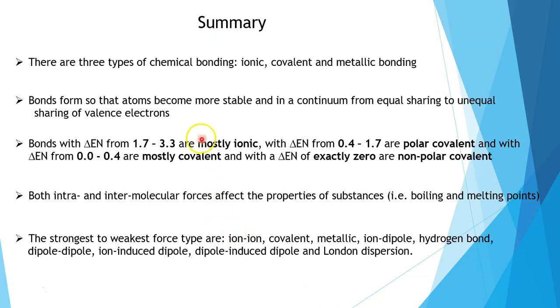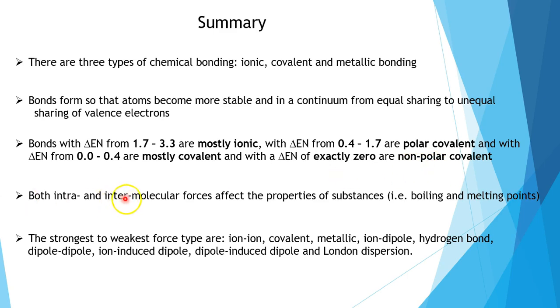So let's summarize. There are three types of chemical bonding: ionic, covalent, and metallic. The bonds form so that atoms become stable, on a continuum from equal sharing to unequal. The delta EN shown over here is a predictor. If we have values between 1.7 and 3.3, we can predict the bond between those atoms to be mostly ionic; 0.4 to 1.7, polar covalent; and 0 to 0.4, mostly covalent. And if the value is exactly 0, non-polar covalent.